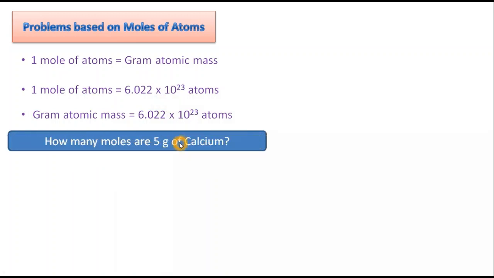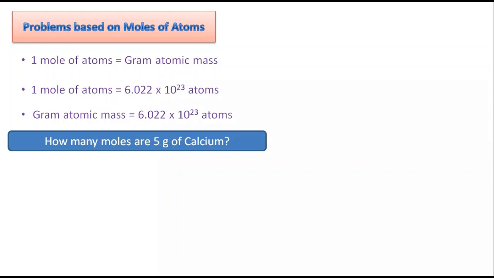Let's have a look at this numerical. How many moles are 5 grams of calcium? That means how many moles will form 5 grams of calcium. Let's try to solve this. We want to find out how many moles are present, and we are given 5 grams. That means the gram atomic mass is given.